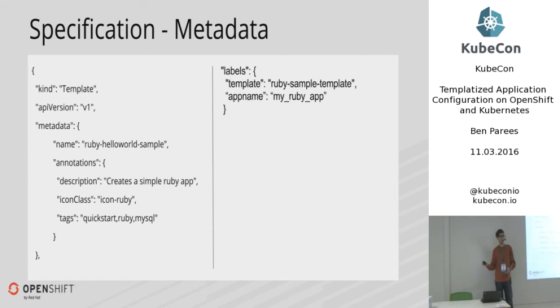And then on the right-hand side, we also introduced this labels section, which these are not labels on the template itself. These are labels that will be applied to all the objects created from the template. And this is the way that we can then later select and say, okay, I want to see everything created by the Ruby sample template. You select on that label, every object will have that label, and you can see them all, delete them all as one thing, or just see that they're all available.